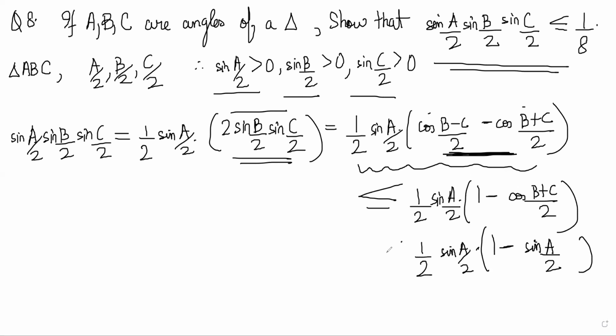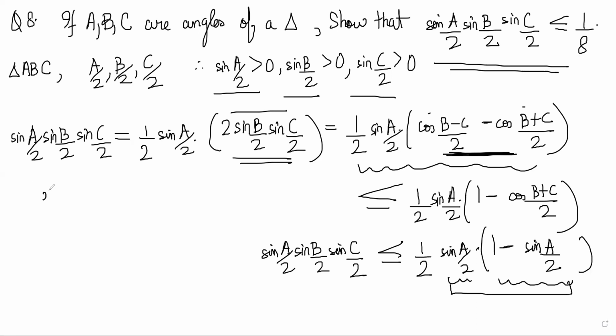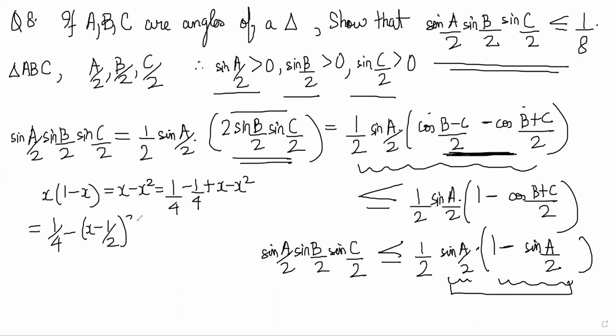We have this inequality: sine A by 2, sine B by 2, sine C by 2 is less than or equal to half into sine A by 2 into 1 minus sine A by 2. Now, let's look at this function here. This is like a function x into 1 minus x, right? Where x is sine A by 2. So this is x minus x square, which can be written as 1 by 4 minus 1 by 4 plus x minus x square, which can be written as 1 by 4 minus (x minus half) whole square, right?